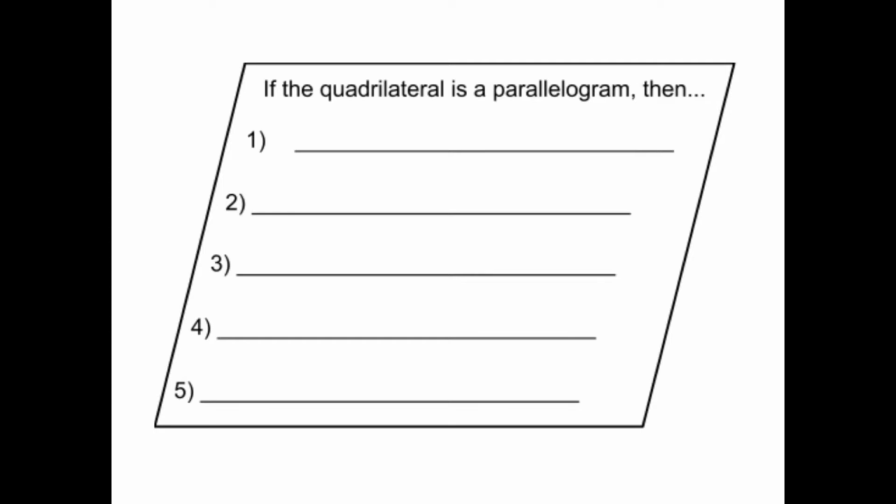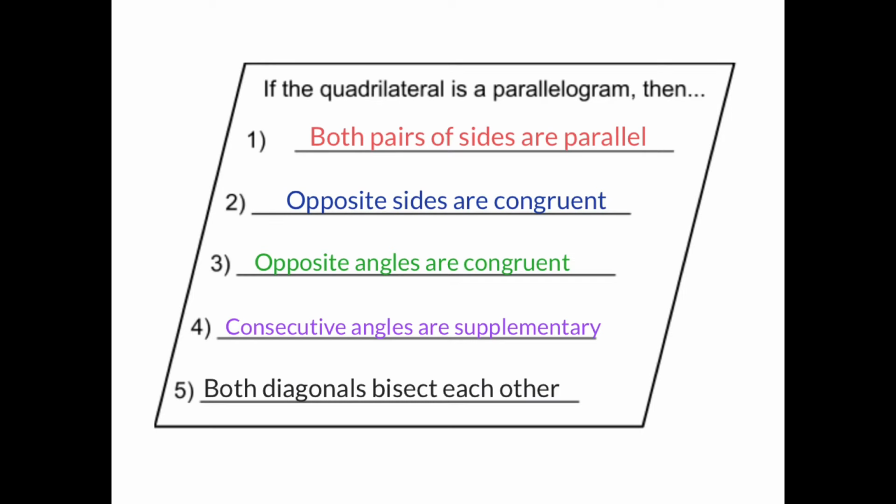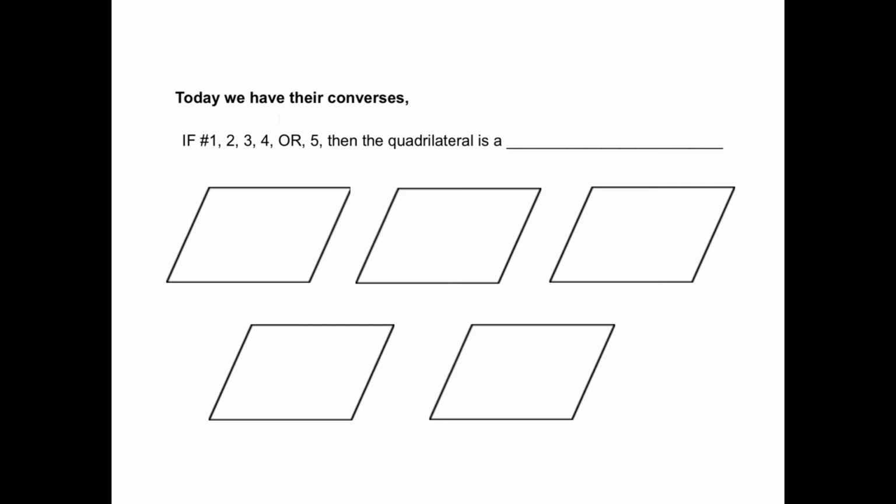We learned in the second lesson that if the quadrilateral is a parallelogram, then both pairs of sides are parallel, opposite sides are congruent, opposite angles are congruent, consecutive angles are supplementary, and both of the diagonals bisect each other. Today's lesson, we have their converses, which remember means that we can flip it and say that if any of the above 5 things are true, then the quadrilateral is a parallelogram.